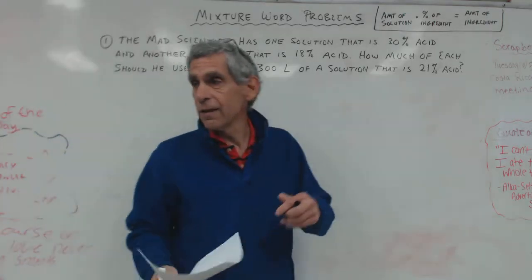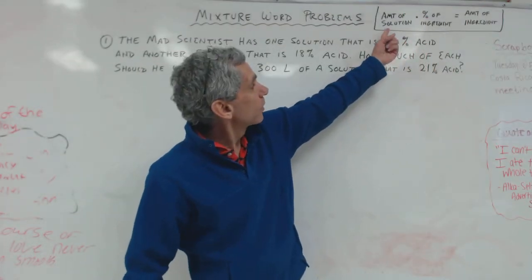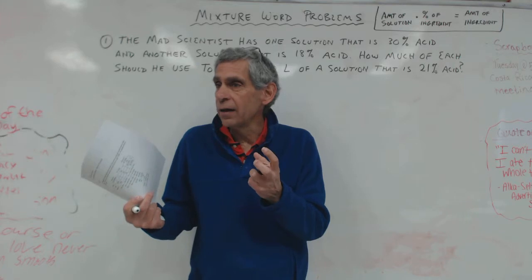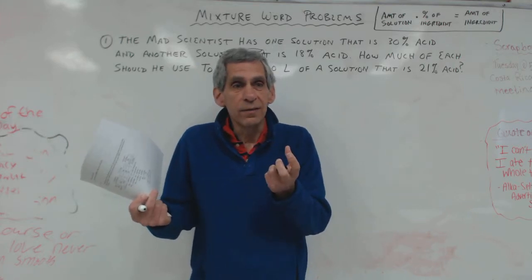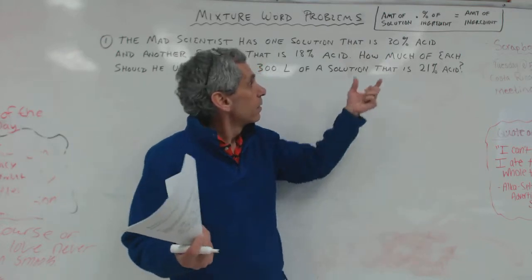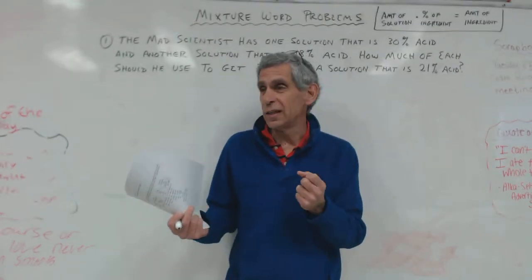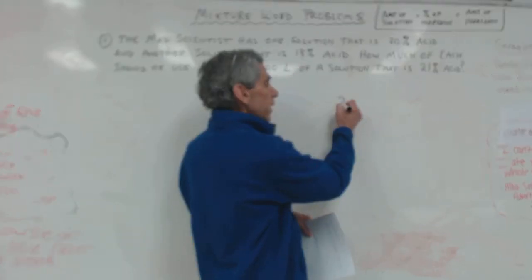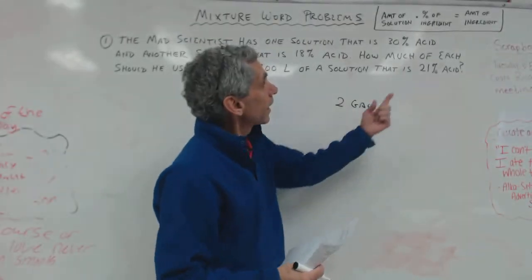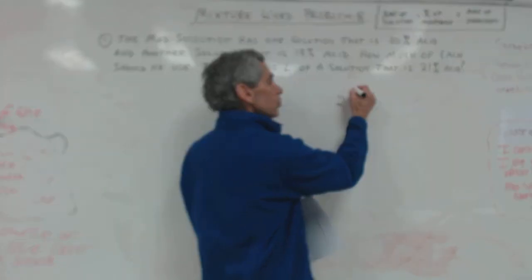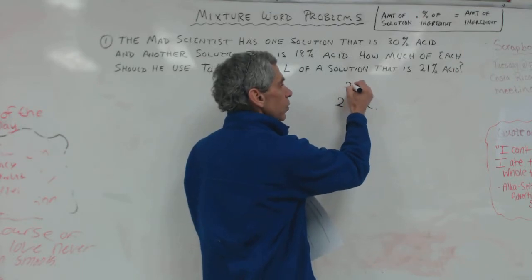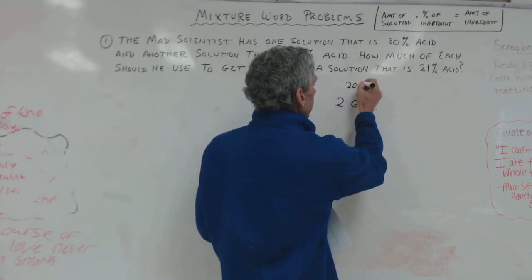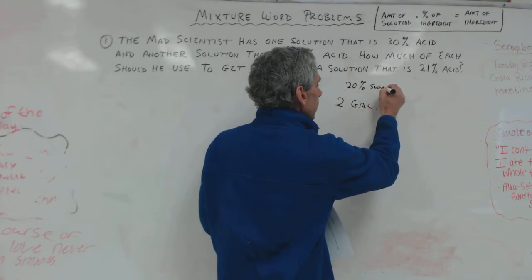So we're going to use a formula for mixture. It's basically the amount of a solution. So let's say I had a 20% sugar solution, all right? Let's say the amount of the solution is 2 gallons. I have 2 gallons of sugar solution, and it's 20%, or 0.2. That's 20% sugar.